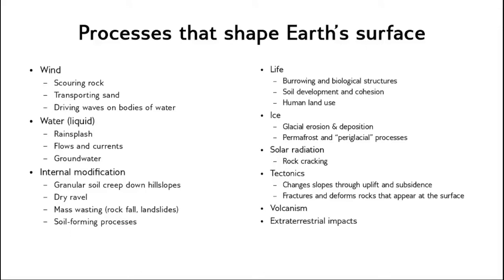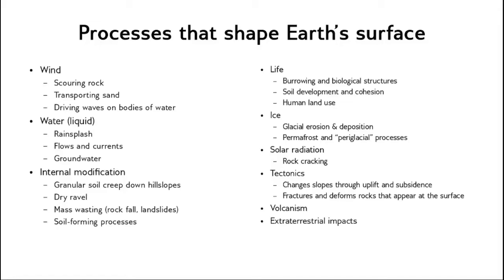So whether we're using conceptual models or mathematical models, we have to go back and think about processes that shape this Earth's surface. And I just listed a ton of them here, everything that was off the top of my head when I created this slide. So thinking about wind can scour rock as it brings by small particles of silt and sand that abrade the rock. It can transport sand and silt. It can also drive waves on bodies of water, which leads to coastal erosion, coastal deposition, creation of beach ridges and offshore platforms of sediment, and also leads to creation of spits and barrier islands.